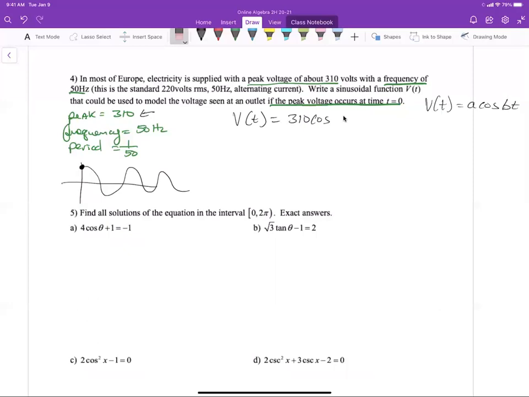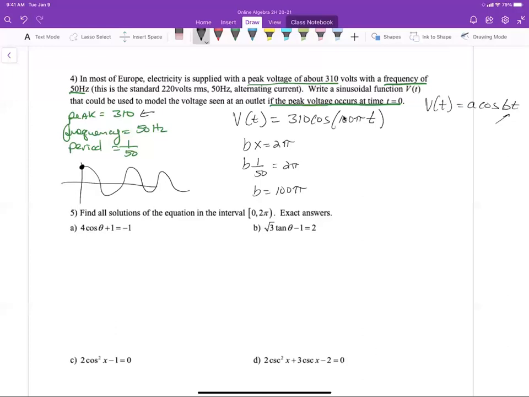And so we have to find the value of b. Well, we know the period, so we've got to find b. So b times the period is 2 pi. We know that the period is 1/50, and we will set that equal to 2 pi. We will find b to be 100 times pi. And so we can go ahead and plug that in, 100 pi, and then we have to have our variable. In this case, it's t, not x, because that's what they told us.